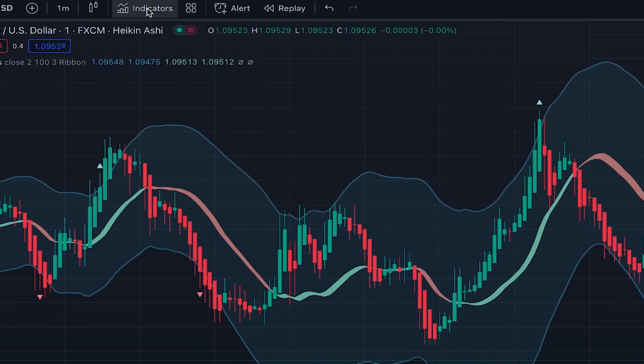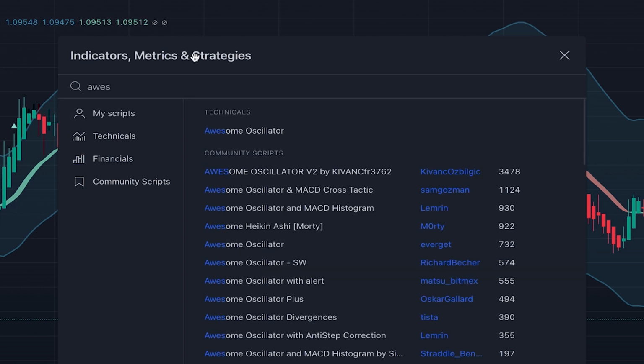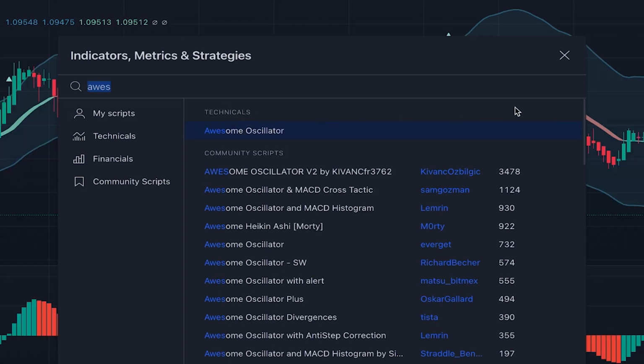We need to add another indicator, and it's the awesome oscillator, this one, which is a built-in indicator on the TradingView platform.